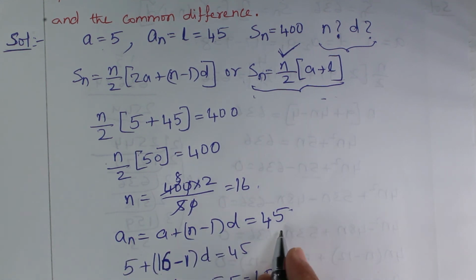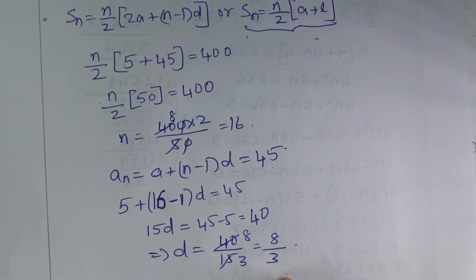Now we know an is equal to 45 and we know the formula of an is a plus n minus 1 into d is equal to 45. By substituting the values of a and n, I have solved for d. So I got the d value as 8 by 3. Hope this is clear for you.